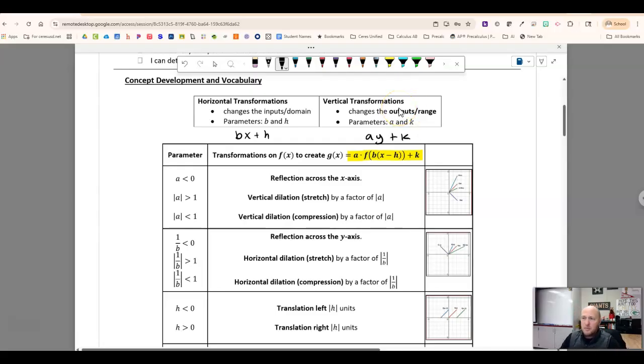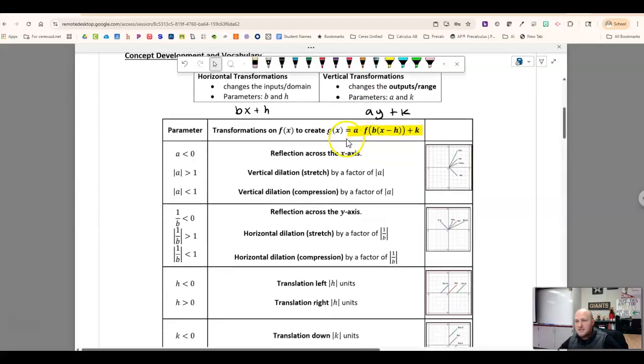Now, the thing to remember also about your horizontal transformations is that these are not always as they seem. Your b parameter, you're often going to have to take the reciprocal. So whatever you see in your function, you're going to have to take the reciprocal. That's your horizontal dilation factor. Your h value, remember, is always the opposite. You should see a minus h, okay? a and k, those are straight up. They are what they are, okay?